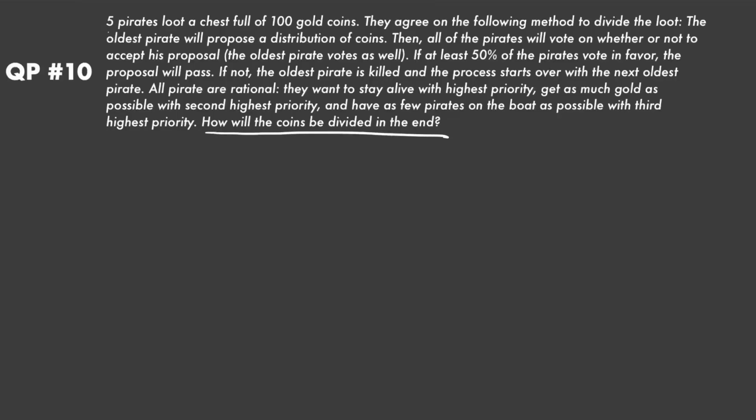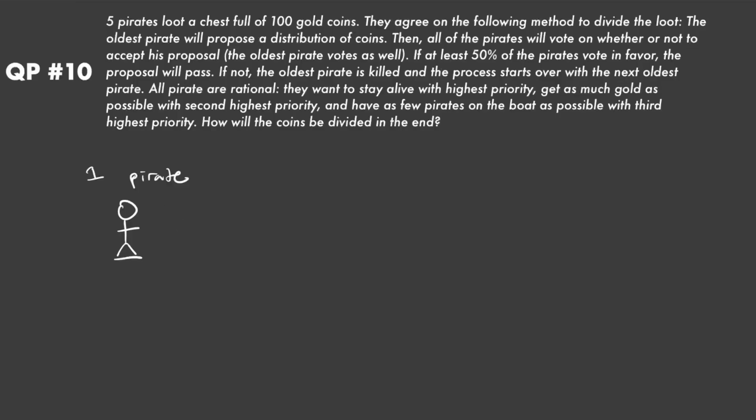So again, you can see how this is a pretty similar setup to what's going on in QP16. In this case, we have 5 pirates. Again, for every single problem, we're just going to want to start from a simpler case. So let's start from the situation where we have 1 pirate and he finds 100 gold coins. So now he's obviously going to be the oldest because he's the only pirate.